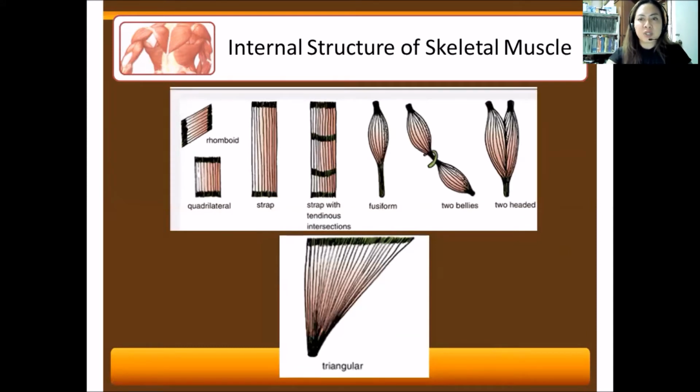Still on the internal structure of the skeletal muscle, here we can see different pala yung mga shapes ng muscle. There are muscles whose shape is rhomboid, merong quadrilateral, merong na-strap ang hitsura, merong fusiform, pag ganito, merong dalawang bellies, merong dalawang heads, and there's a muscle na triangular pala ang shape. And this is one way of naming a muscle also, based on the shape. But there are other ways of naming muscles.